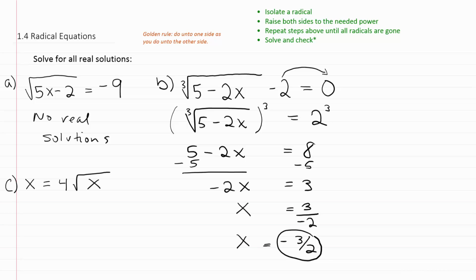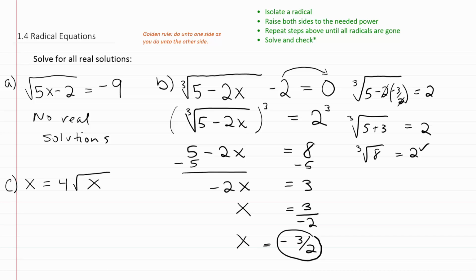Now we should always check our answers. This is especially true if we have a radical with an even index. So something with a third root, we're probably okay, but we should still check to make sure. Let's go ahead and plug in our answers and see what happens. So if we have 5 minus 2 times -3/2, does that indeed give you +2? Well, the 2 here will cancel with the 2 there, and we'll have -3. So that's going to give you the third root of 5 plus 3 is equal to 2. And that is correct. It'll be the third root of 8, which is equal to 2. So that checks out. So this is a valid solution.